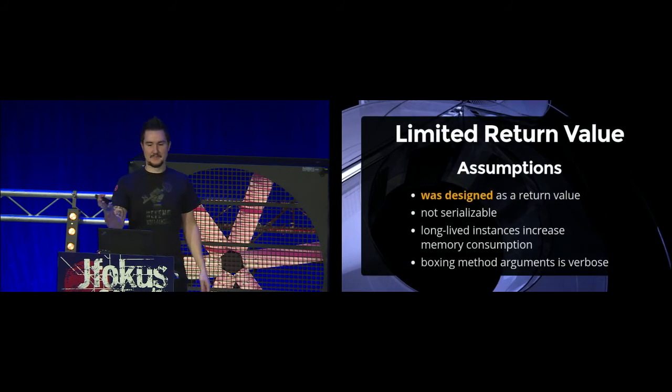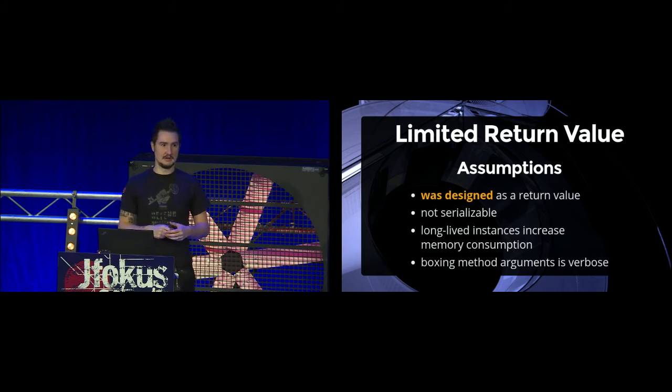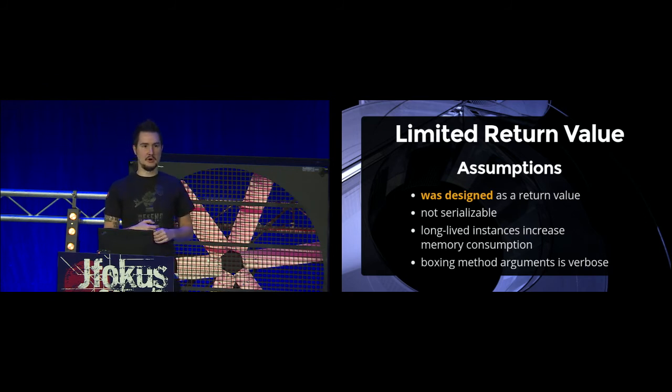Okay, so then what else can we do? What else is a value approach? There are a couple of different assumptions. It was designed as a return value. Yeah, it's right, it's not serializable. And indeed, long-lived instances can increase memory consumption. Short-lived instances, like returning an optional and then unpacking it immediately, are very likely to be caught by inlining and escape analysis, so there will actually never be an instance. That would be basically free from a garbage perspective. And then there are boxing arguments: if I have an optional argument for a constructor or a method, and I have a user but the method takes an optional user, then I have to wrap it, and that's verbose, and nobody wants to do that.